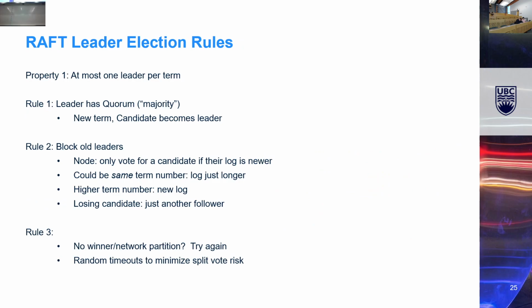So we have a bunch of rules for an election in Raft. There's at most 1 leader per term. Okay, well that kind of makes sense, doesn't it? Because that's the whole point of trying to avoid that split brain. If I have 2 leaders, then I have split brain because I've got 2 different decision makers. And we know that doesn't work.